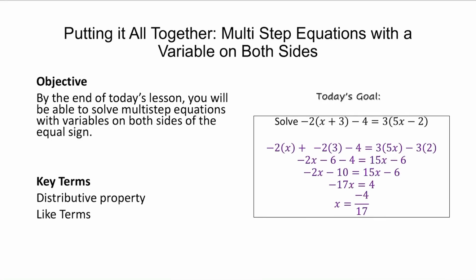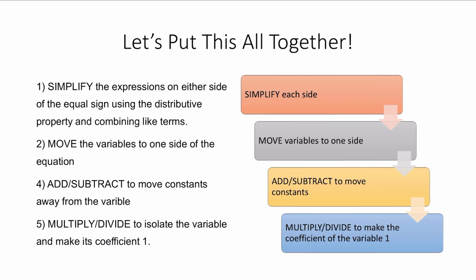So in this video, we're going to put everything we've learned all together and talk about solving multi-step equations that have a variable on both sides. So when we put this all together, these are going to be our steps. So we're going to start off by simplifying. So when we simplify, we're going to use the distributive property and combining like terms to simplify any expressions that we have in our equation.